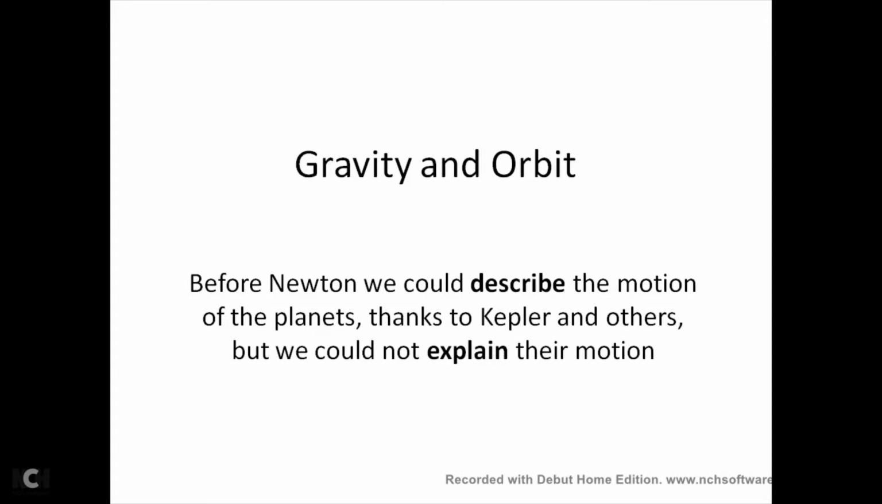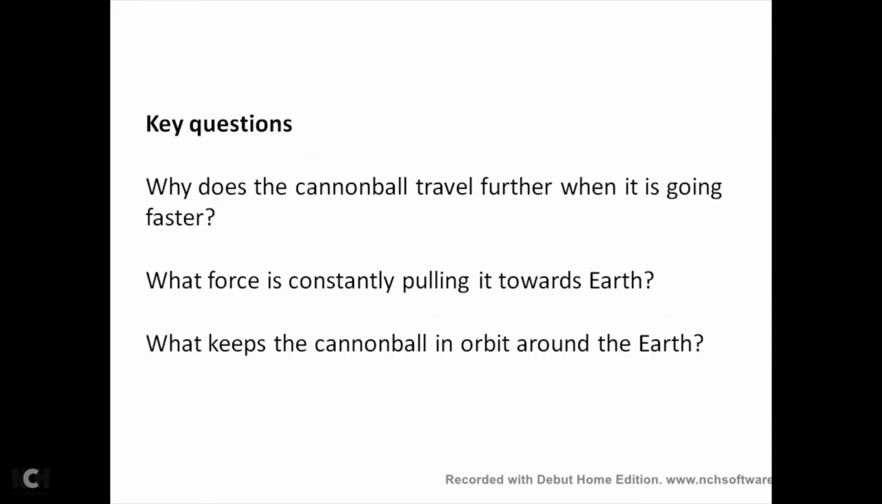Before Newton, we could describe the motion of the planets. We had Kepler's 3 laws of motion, and they could describe what the planets did very, very accurately. But we couldn't explain why. Why did planets go around the sun? Why did the moon go around the earth?